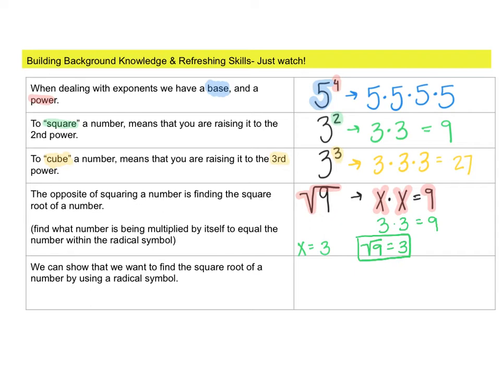And again, down below it says we can show what we want to find the square root of by using a radical symbol. So maybe if I did the square root of 100. Well, what times itself equals 100? 10 times itself, right? 10 times 10 equals 100. So the square root of 100 equals 10. So this is just some background knowledge before we move into our work today. Just make sure you have the stuff down and we can reference it throughout our lesson.